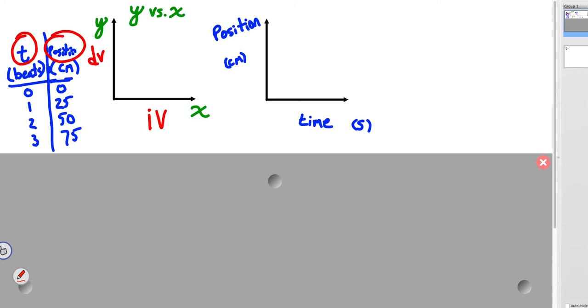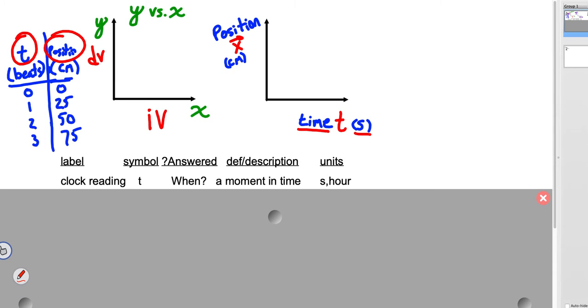So when we went about building our position versus time graph, again, the independent variable clock reading was measured in seconds. We could have used the symbol for clock reading, which is t for time. Position went on the y-axis. It was measured in centimeters. Instead of using the name position, we could have used the symbol for position, which is an x with a vector over the top of it. Again, clock reading, the symbol is t.